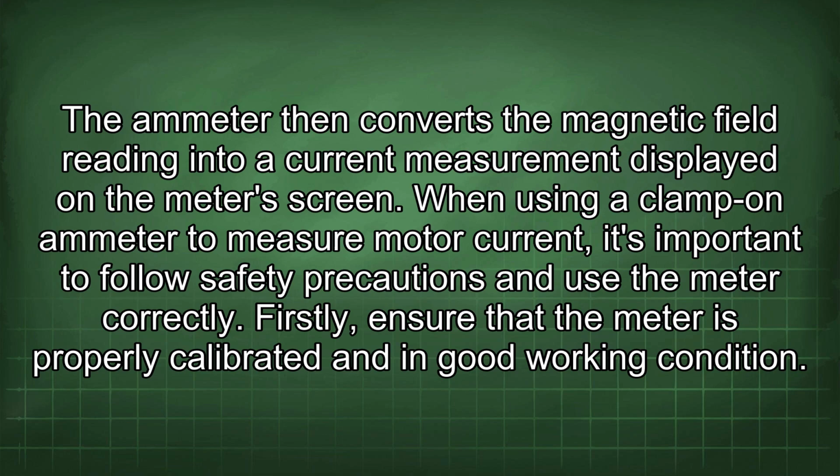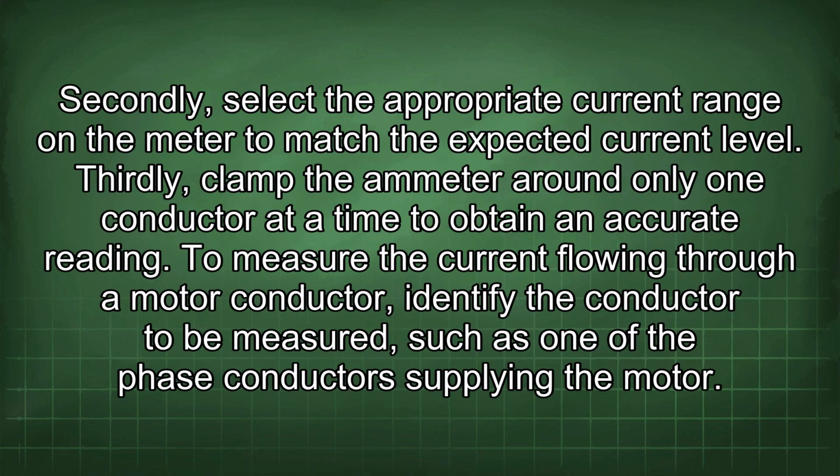When using a clamp-on ammeter to measure motor current, it's important to follow safety precautions and use the meter correctly. Firstly, ensure that the meter is properly calibrated and in good working condition. Secondly, select the appropriate current range on the meter to match the expected current level. Thirdly, clamp the ammeter around only one conductor at a time to obtain an accurate reading.